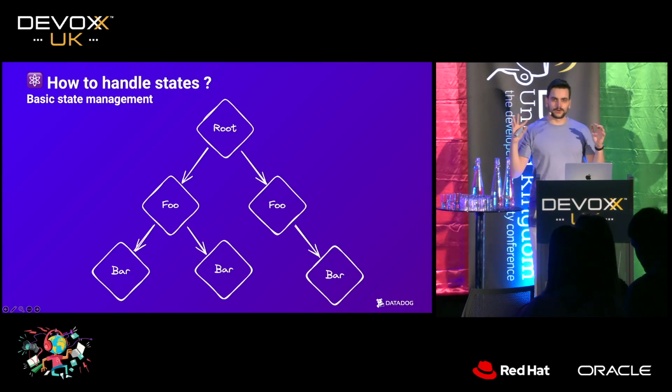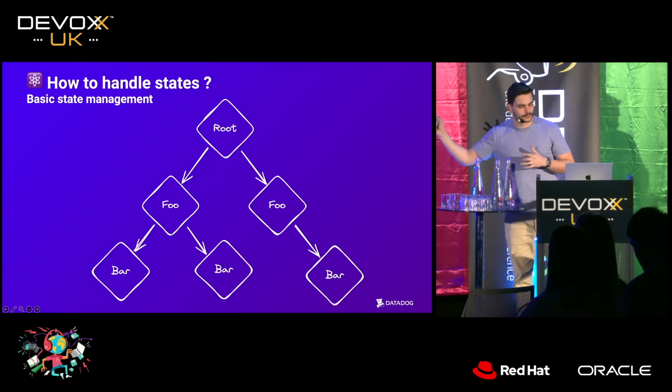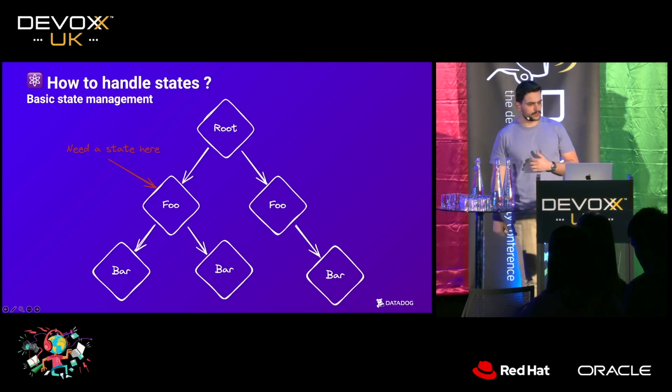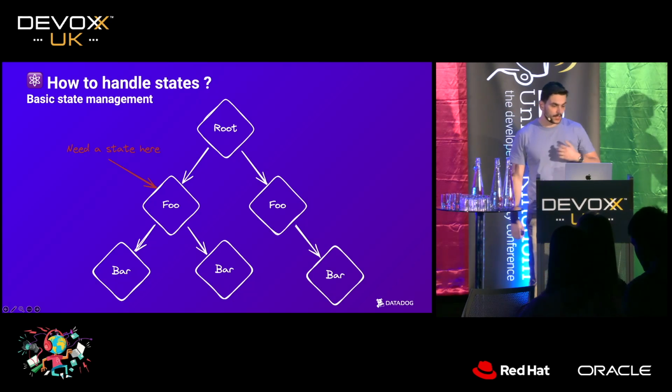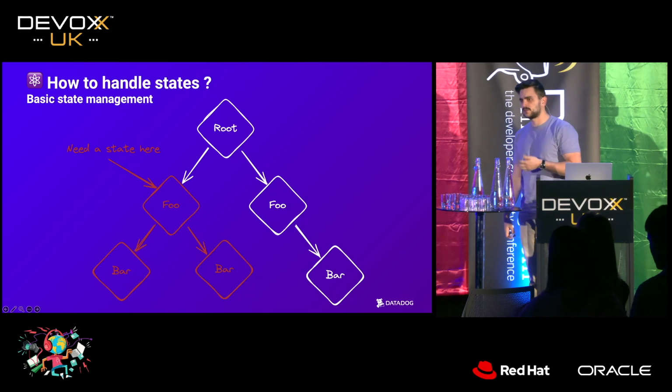So React works as a tree. So this is a small app, with a root component and some child components. And at a point, we'll want to put a state in it. When the state updates, it will update the component and all its children.